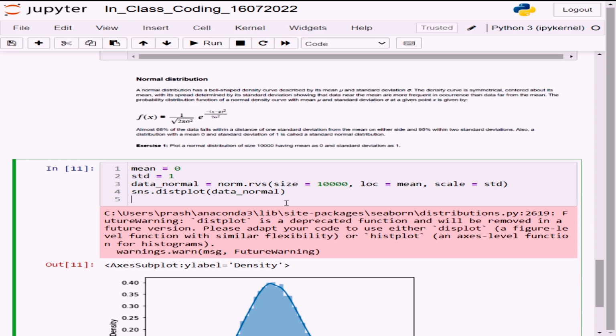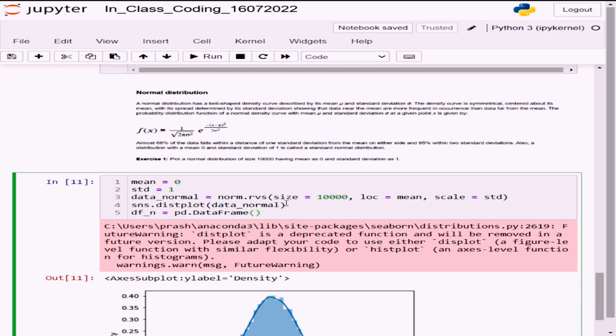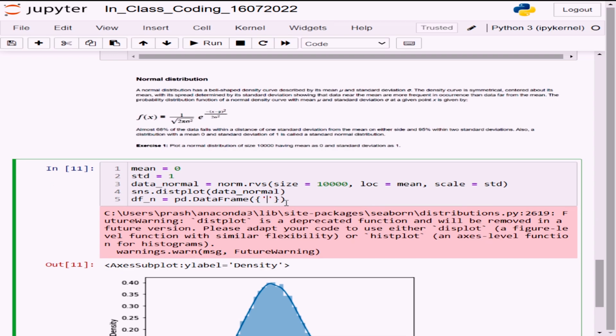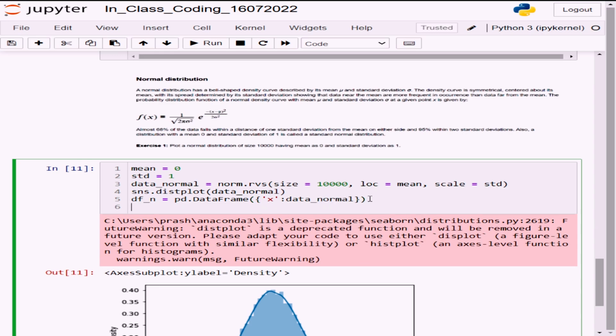First I'll create a data frame. Multiple options do exist, people can code it in their own way. This is just my way. So I create a data frame, maybe I'll call it df_n, equal to pd.DataFrame, and I need to give a name to this. I'll call that x. And x will hold all the values of this data normal. That's the first part I need, and then for each of these x values, I'll create a probability associated with that.